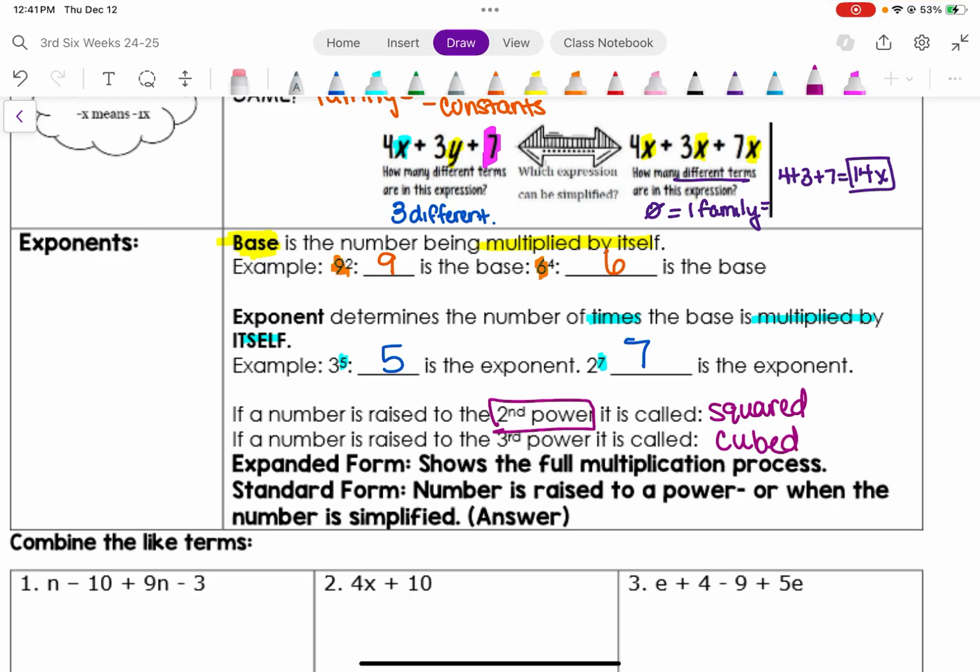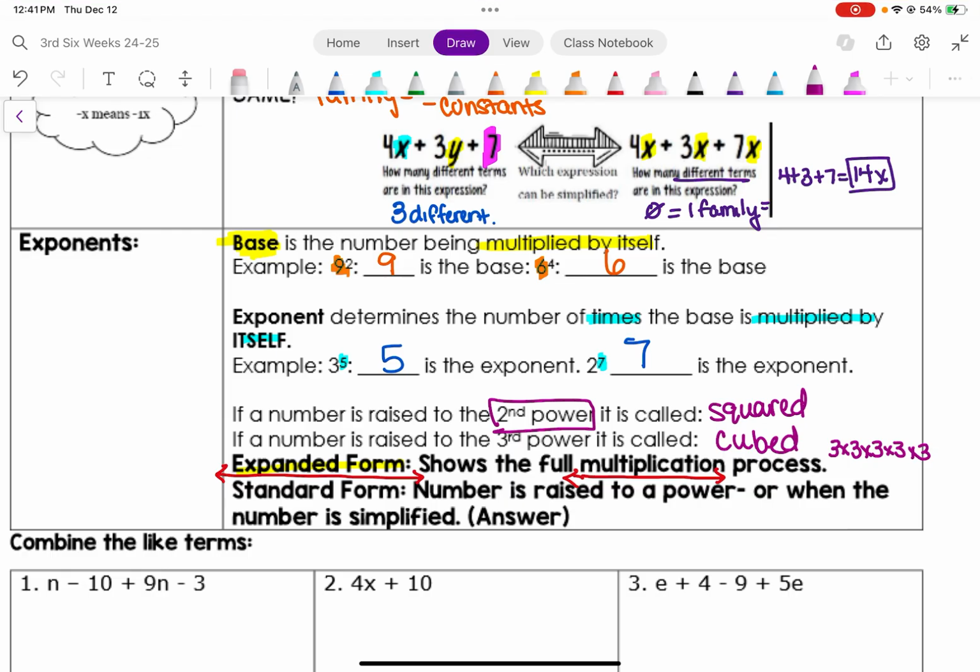Next, we have expanded form. Expanded form means that you're going to take the base and the exponent, and you are going to show the full multiplication process. You're going to stretch it out. So if you have 3 to the 5th power, you would write 3 5 times. So that would be the expanded form.